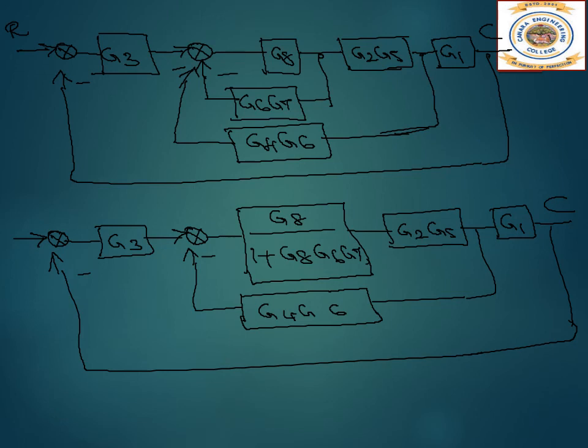So G8 by 1 plus G8, G6, G7. G2, G5 are series blocks. Let us multiply that, and G4, G6 will be the H of S block, and the whole of this will be the G of S block. So negative feedback, let us simplify. So what do we get over there? So I'll write it here.